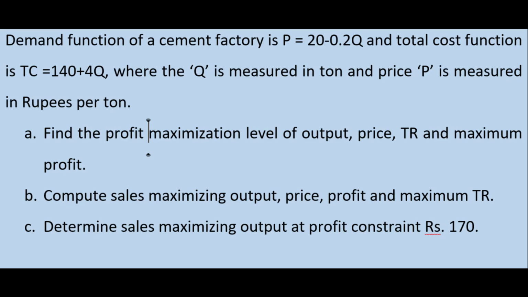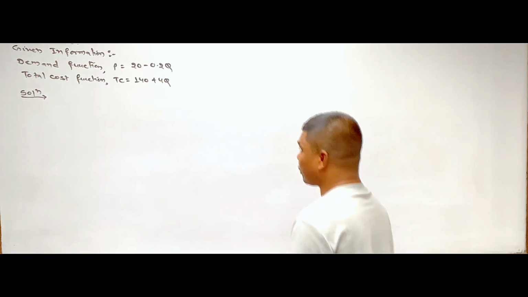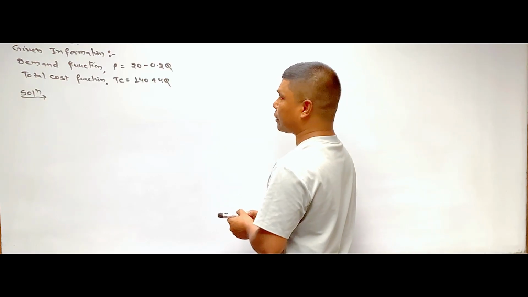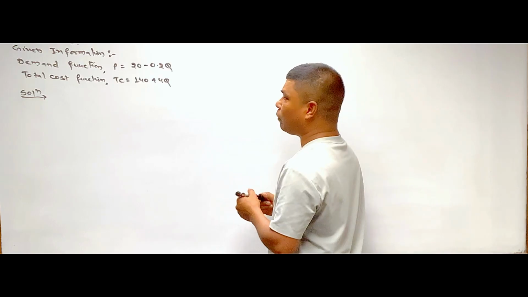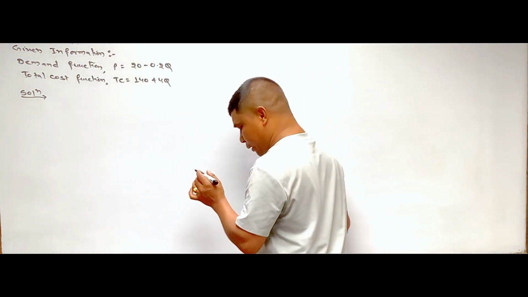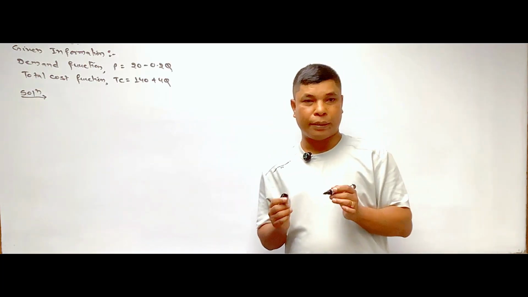Here we are given two pieces of information. The first is the demand function and total cost function. Demand function: P equals 20 minus 0.2Q, whereas total cost equals 140 plus 4Q. To solve this problem, we need to calculate some working notes which are concerned with marginal revenue, marginal cost, and profit.